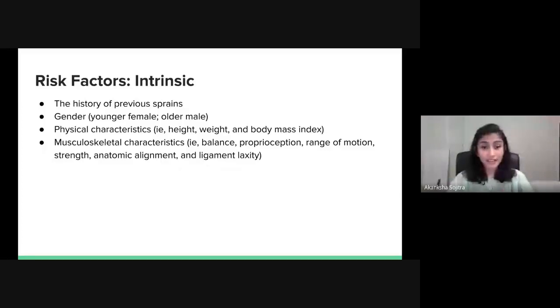Also physical characteristics, height, weight, body mass index. Those also play a role in risk factor for ankle sprains. Musculoskeletal characteristics. So if you have problems with balance, proprioception, range of motion, if your ankle dorsiflexion is limited, or you have limitation in motion in your knee, there is a chance of ankle sprain. Strength, anatomic alignment, and ligament laxity.